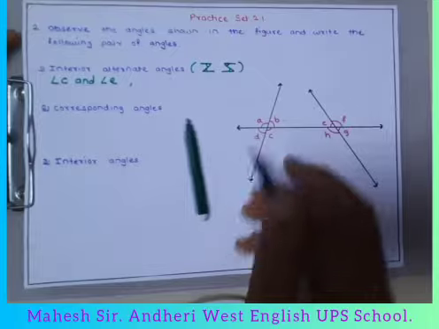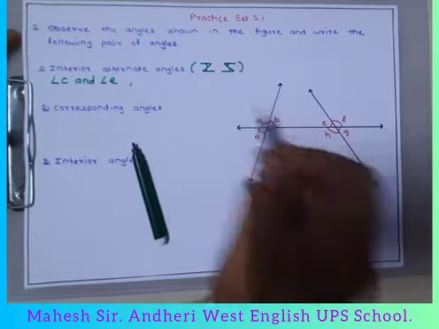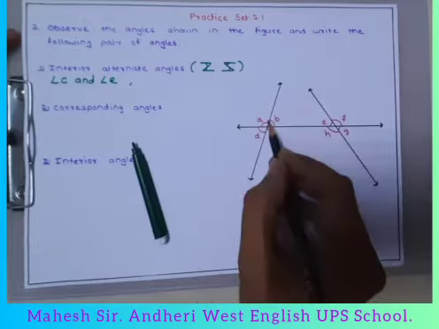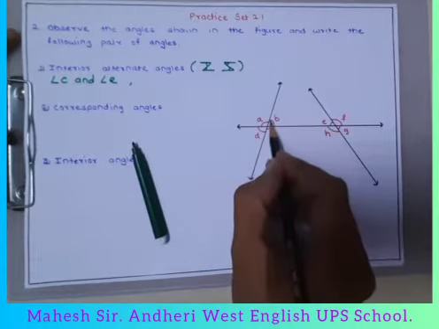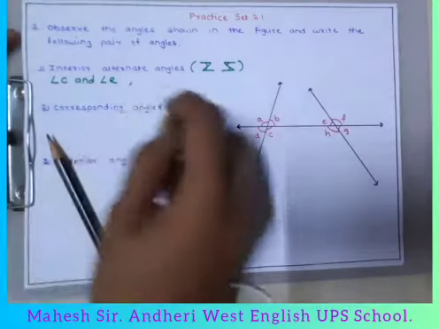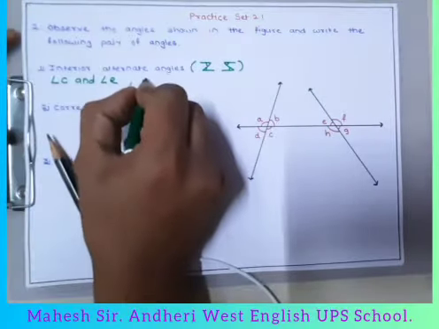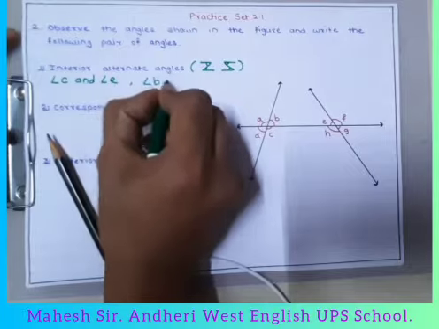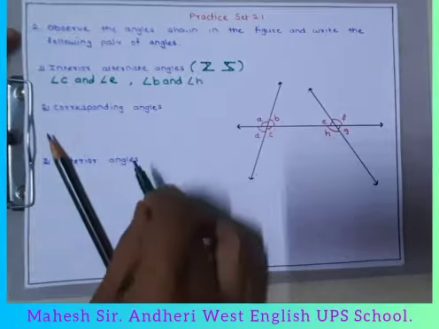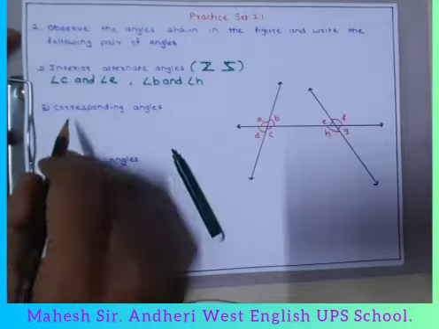Next one, another, right, that is opposite Z. So we can see here the angle made here at B and angle H are also interior alternate angles. We will write that angle B and angle H. Second question, that is corresponding angles, right?